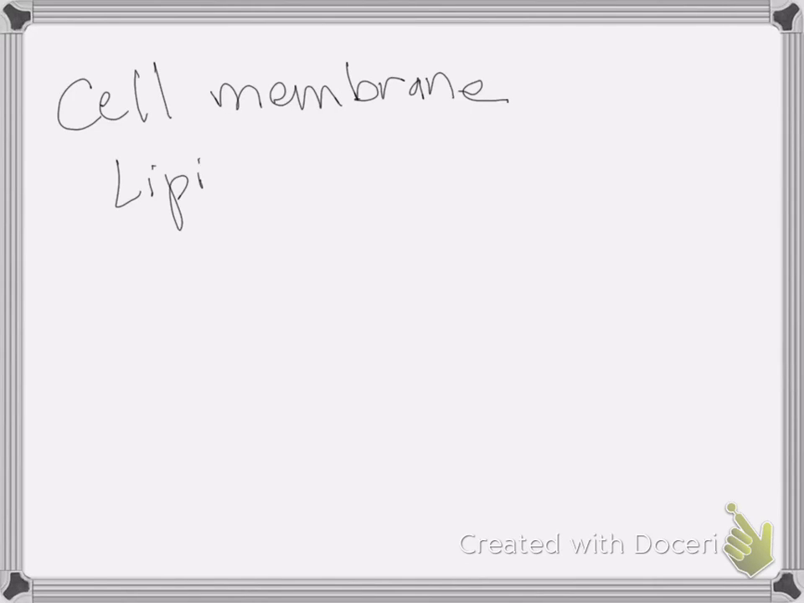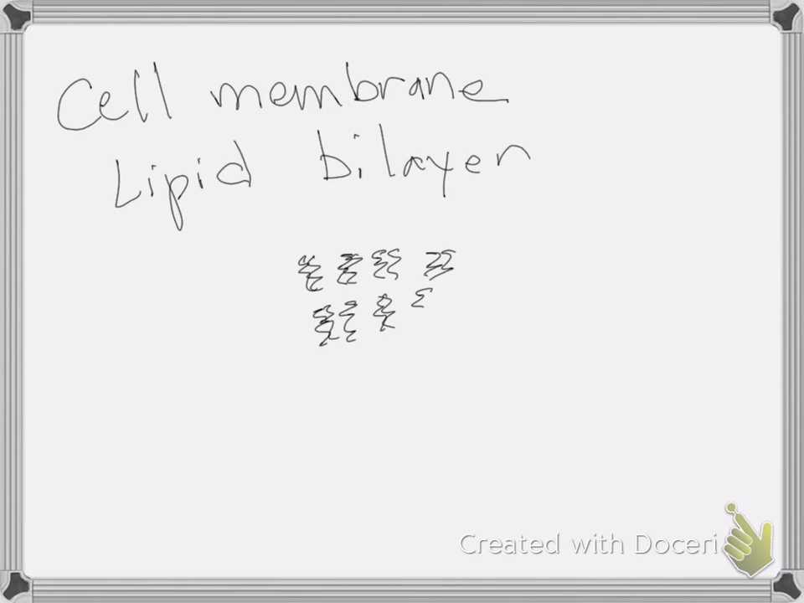So if we look at the form of a typical cell membrane, and you may have learned this in intro, or you may remember it from somewhere else, your cell membranes are a lipid bilayer. What does bilayer tell you? There's 2 layers. So I'm going to have 1 layer of lipids and then a second layer of lipids. And that's going to make the cell membrane.